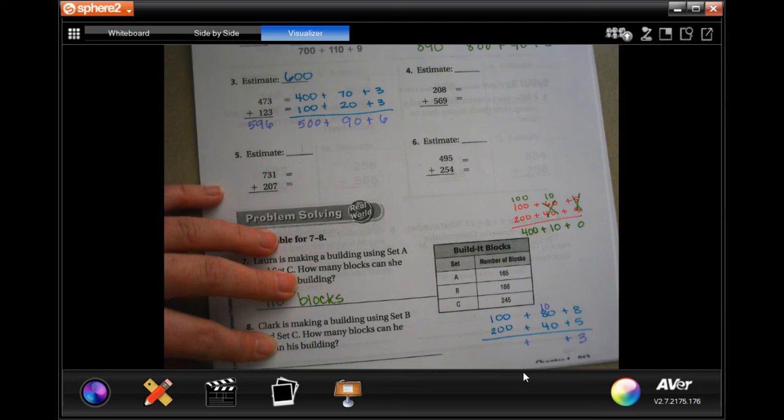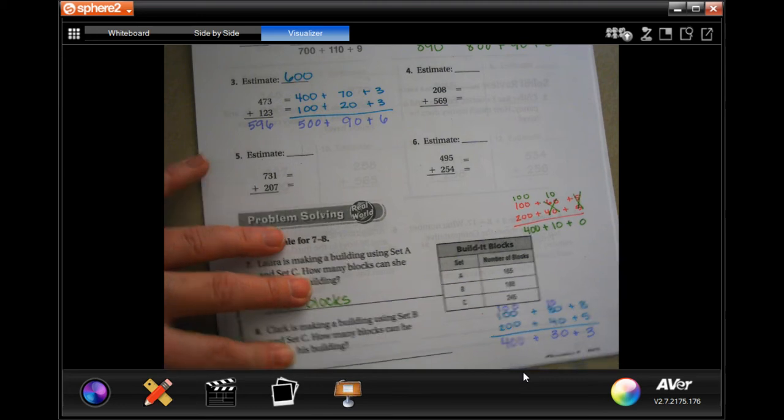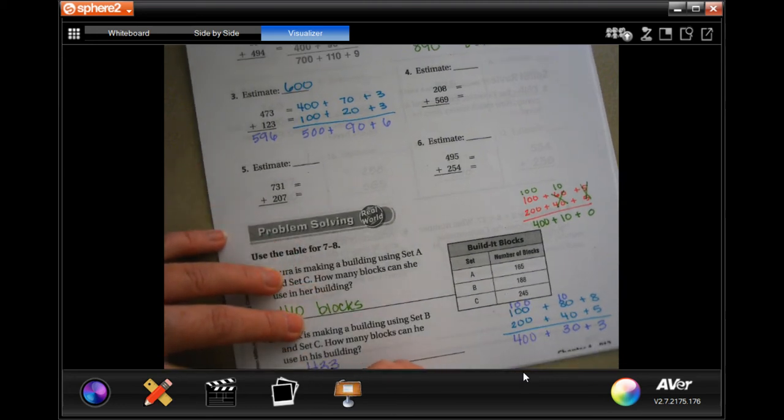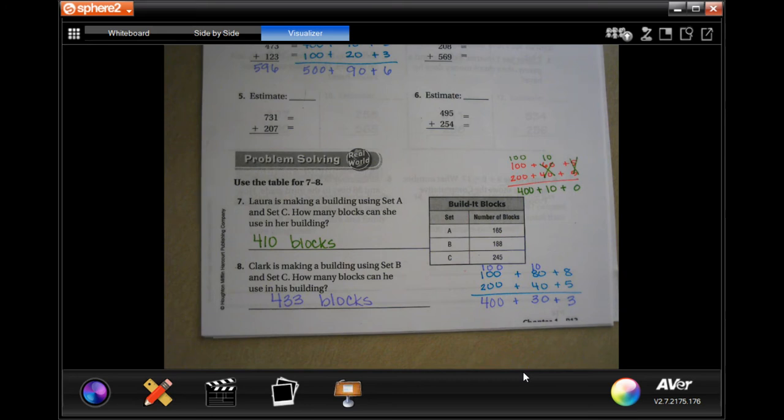Okay, so now 10 plus 80 is 90, plus 40 is going to be 130. So I'm going to take that 100 and I'm going to put it up here, and I'm going to leave that 30 here. Okay, 130. All I did was move the 100 over to my hundreds. Okay, now 100, 200 plus 200, 400. And now I have 433 blocks. There we go. Okay, oops, sorry, you guys can't see that. Make sure you guys are showing your work, okay?